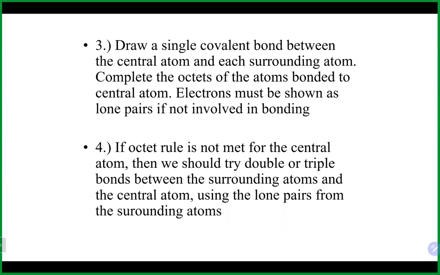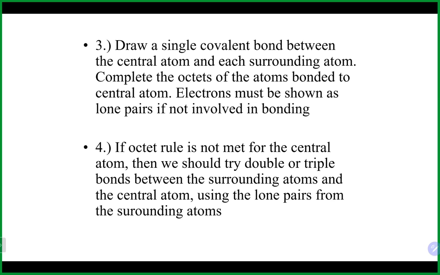All the leftover electrons will go on the outside atoms first in pairs of electrons, so 2 dots, until each of the outside atoms has 8 electrons, which meets the octet rule. Or if it's hydrogen, obviously no dots, because it should be done at that point.